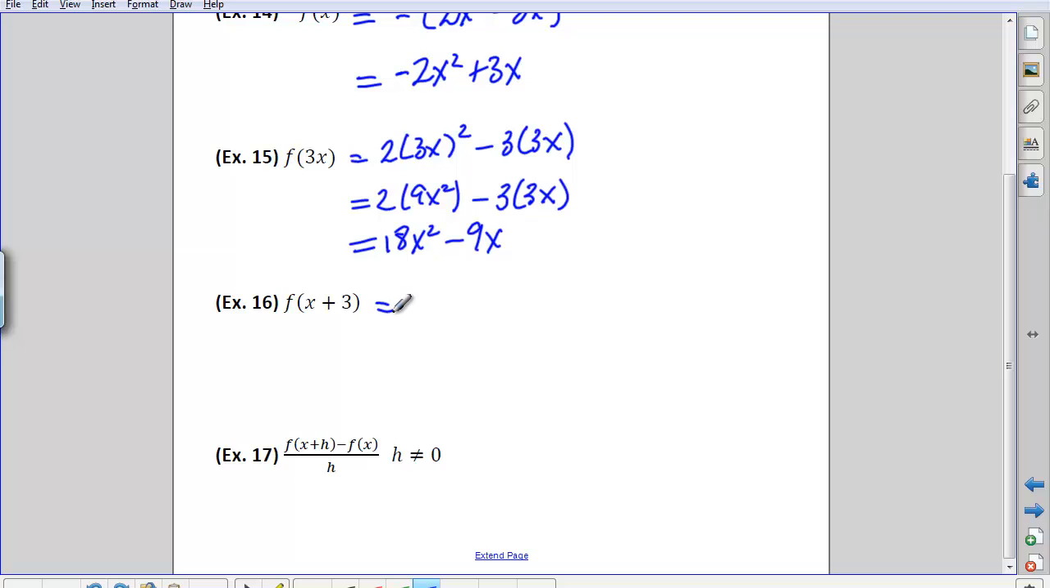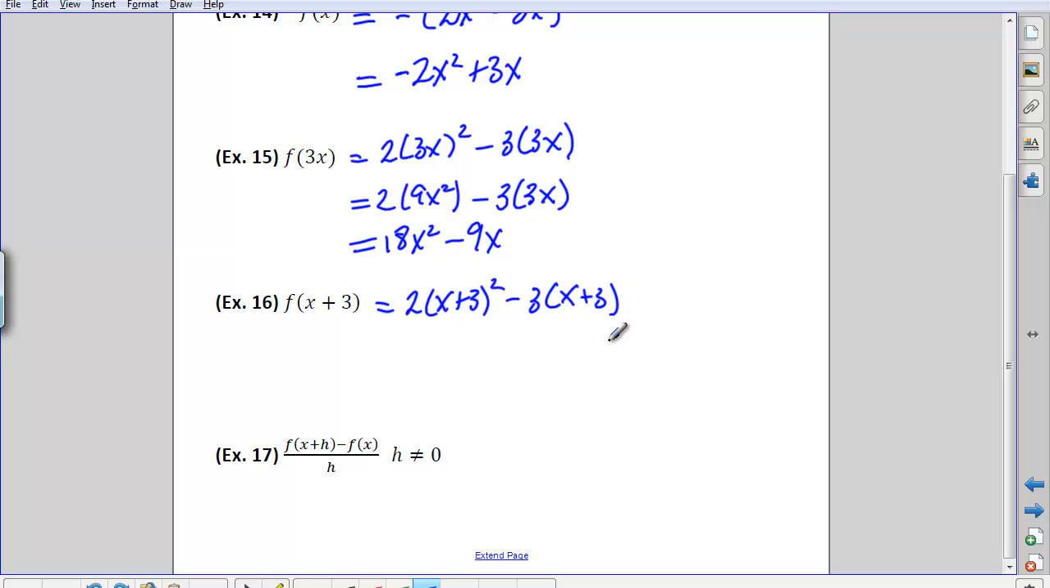16. Every x is now an x plus 3. Hopefully now you're catching on that whatever's inside these parentheses, you can put it in parentheses and just drop it in, just like so.